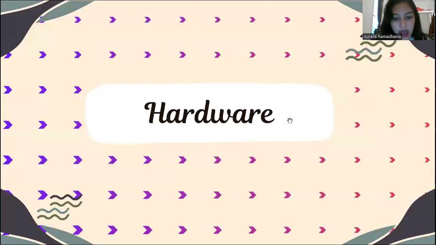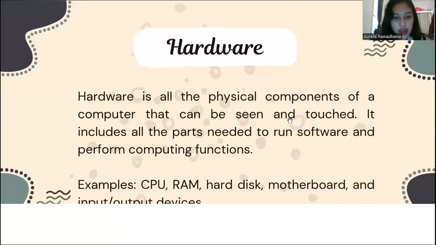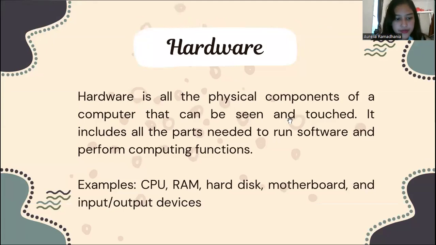Okay, then hardware. Hardware is all the physical components of a computer that can be seen and touched. It includes all the parts needed to run software and perform computing functions. Examples are CPU, RAM, hard disk, motherboard, and input or output devices.